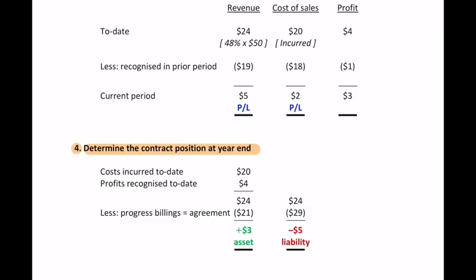We have to take the cost incurred plus the profit to date. If it's a loss to date, you need to minus, equals the value of the contract. Compare with the progress billing. If it's positive, it represents an asset. If it's negative, it represents a liability. Eventually, when the contract is 100% completed, the value of the contract, $50, which is the transaction price, will be equal to the progress billing to date. Eventually, the net of these two should be equal to 0.